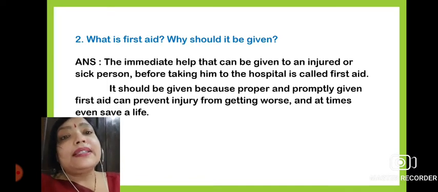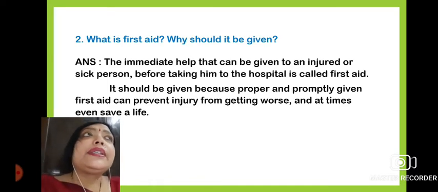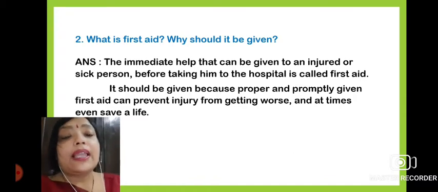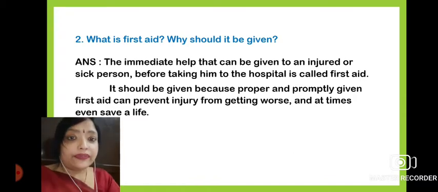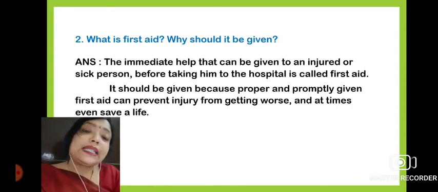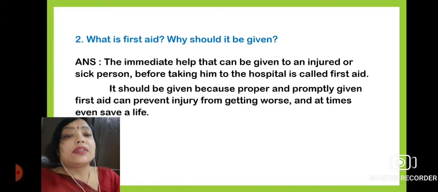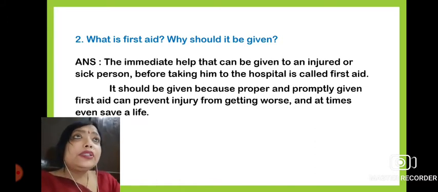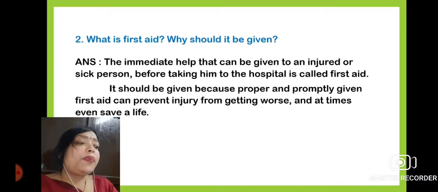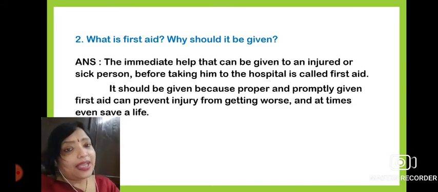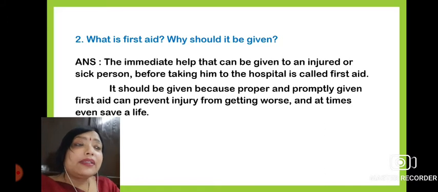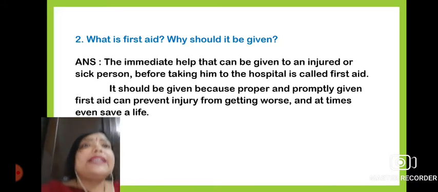So by the time an accident has happened and we are taking the person to far-off hospitals, in between that time the patient may not survive. It depends upon the extent of the accident, but it may so happen that the patient may not survive. So in order to stabilize the situation to some extent, first aid is given. It should be given because proper and promptly given first aid can prevent injury from getting worse, and at times even save a life. Okay, two more things are very important. It has to be prompt.